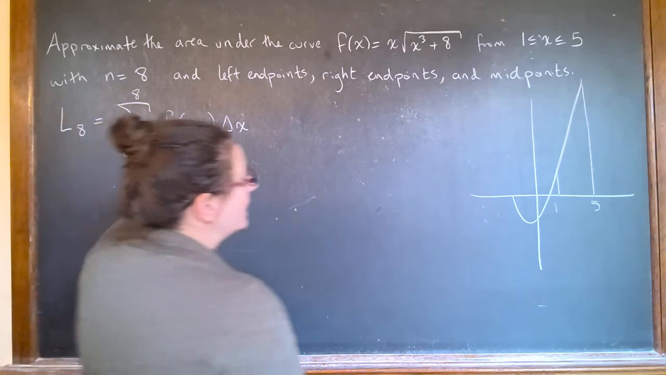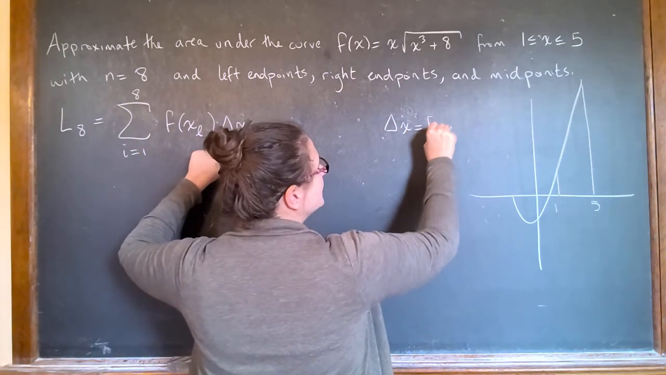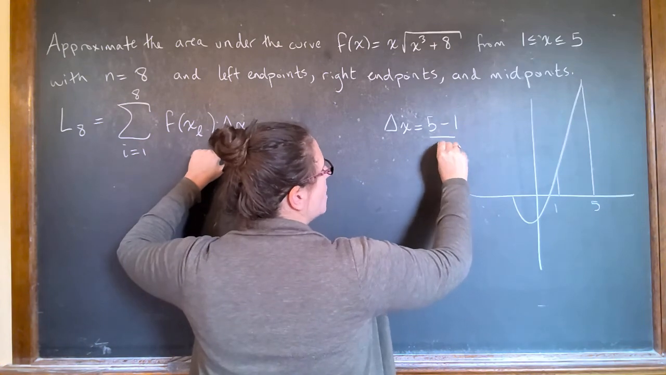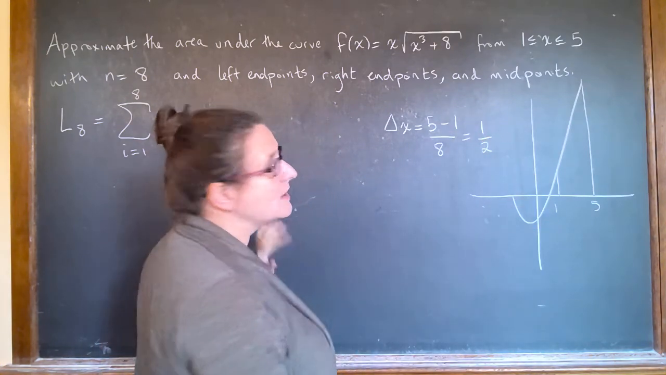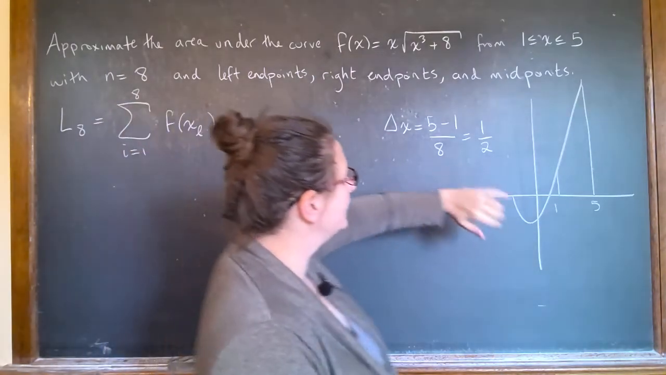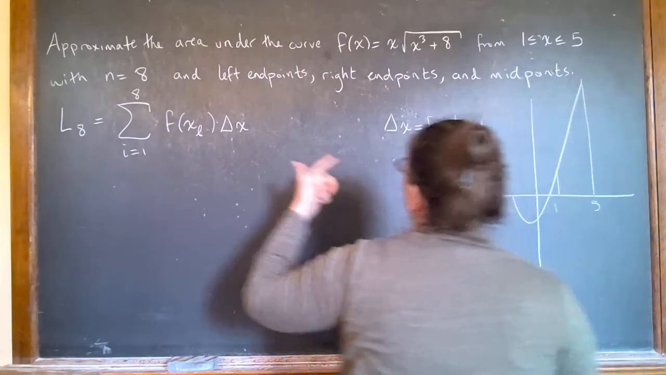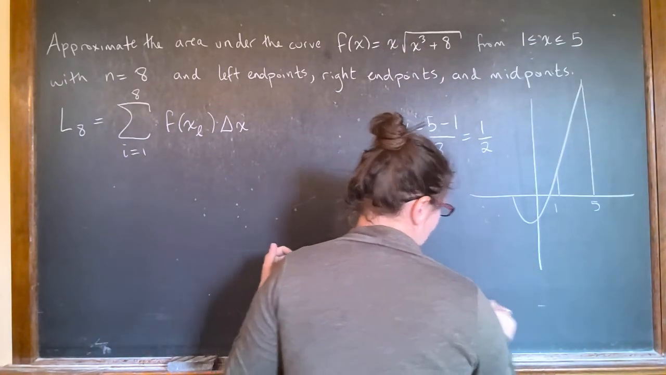So what's delta x first of all? Delta x is b minus a over n. That's 1/2. Of course, that makes sense. I chose it so it's not too hard. I've got an interval of length 4 and I'm dividing it up into 8. So obviously I'm going to have intervals of 1/2.